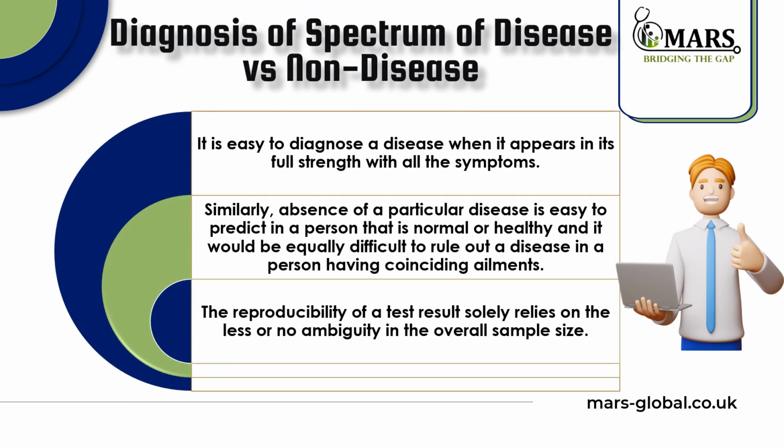Now, the diagnosis of the spectrum of disease versus non-disease. It is easy to diagnose a disease when it appears in its full strength in a person with all the symptoms. Similarly, the absence of a particular disease is easy to predict in a person that is normal or healthy, but it is equally difficult to rule out a disease in a person having coinciding ailments. For example, in a person having pneumonia and asthma at the same time, it is difficult to rule out which disease is present at the moment. The reproducibility of a test result solely relies on little or no ambiguity in the overall sample.